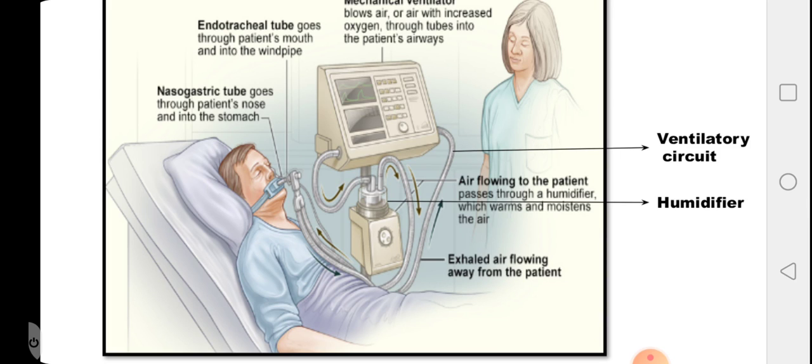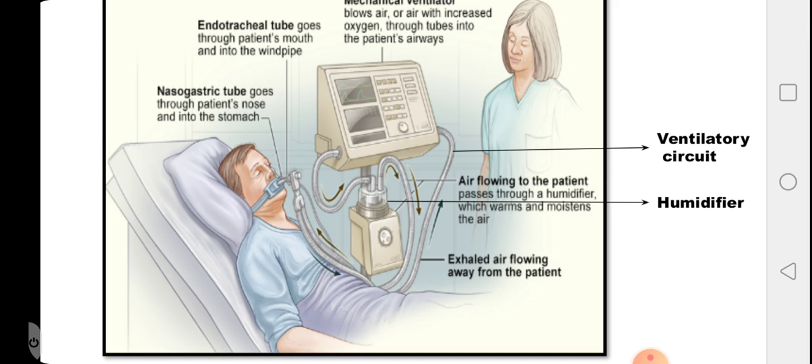and entering into the ventilator where it is filtered. So what is the role of the humidifier? You're not breathing through the nose, so the nose helps humidify the air so that the respiratory epithelium is intact. So the humidifier plays the role of the nose.